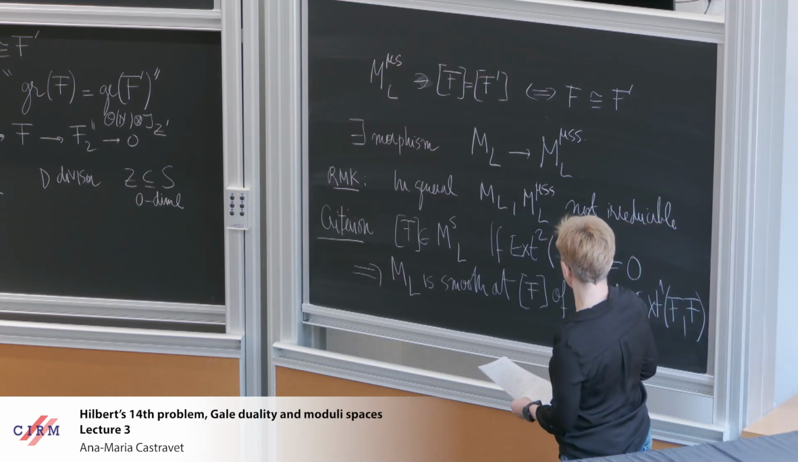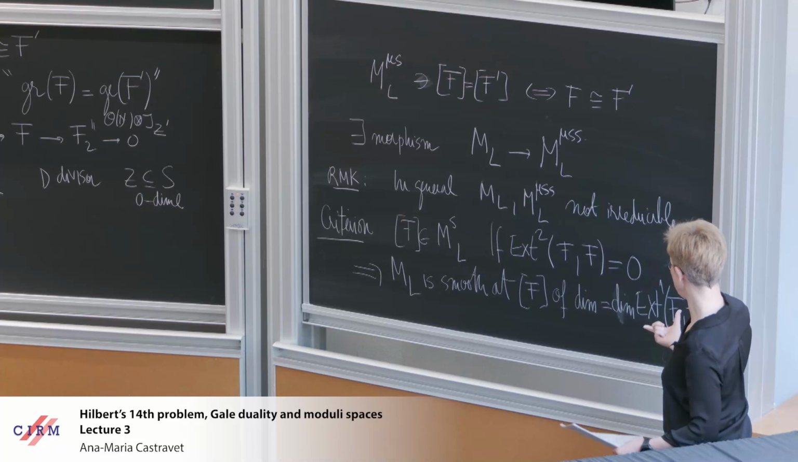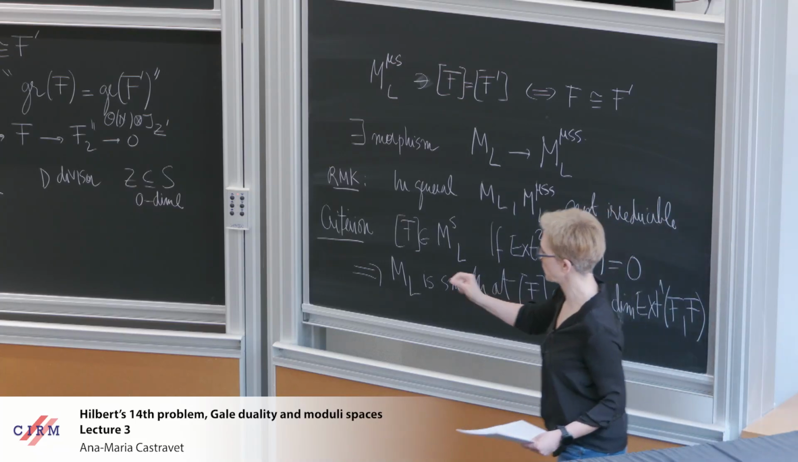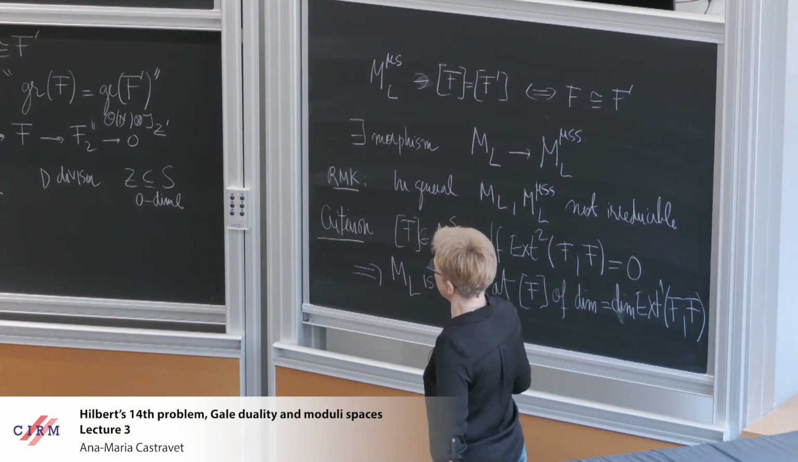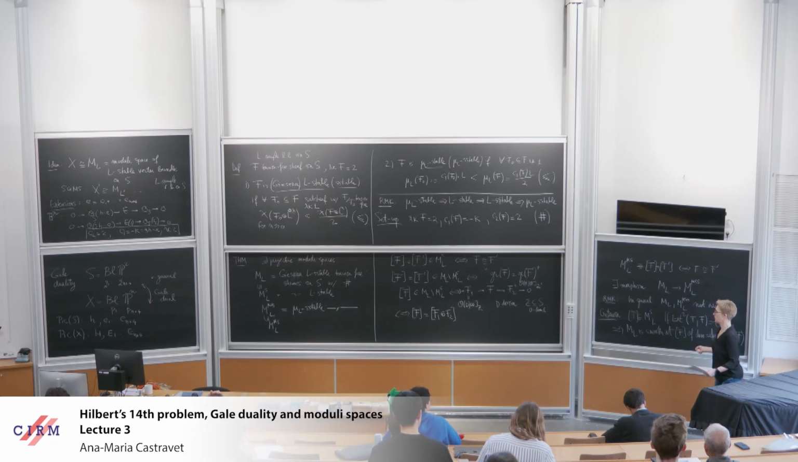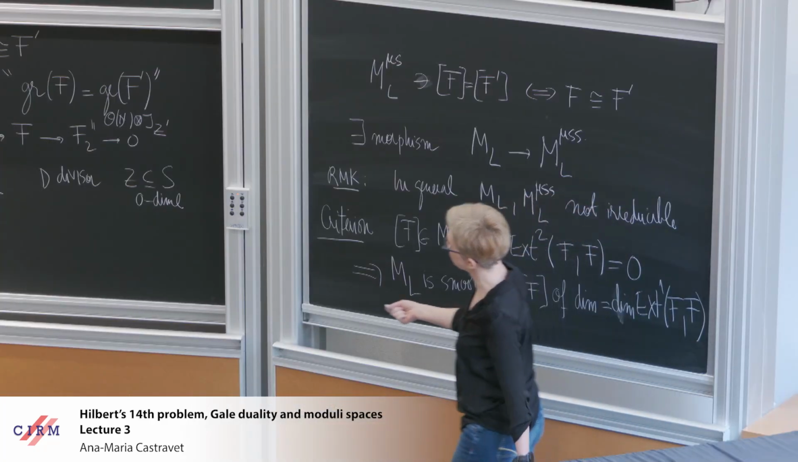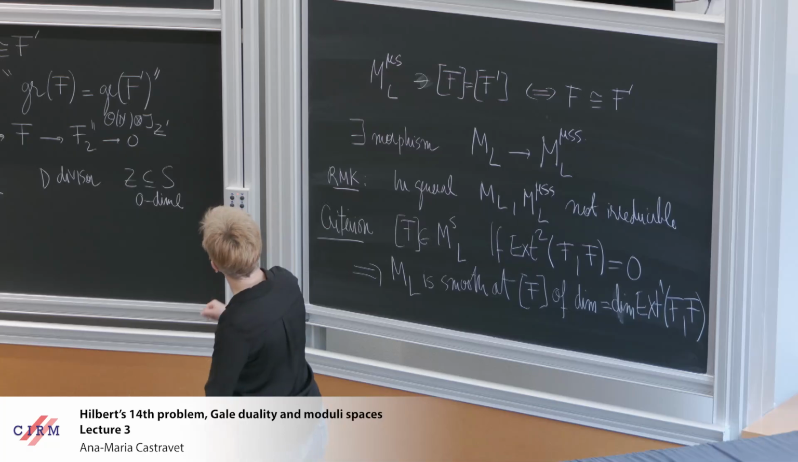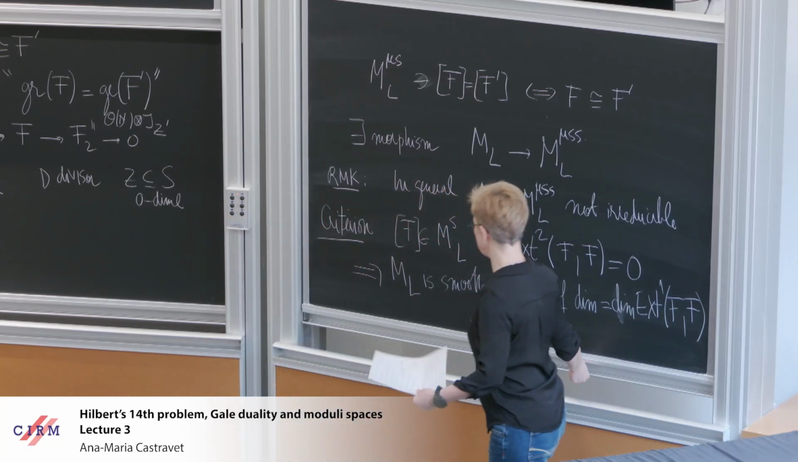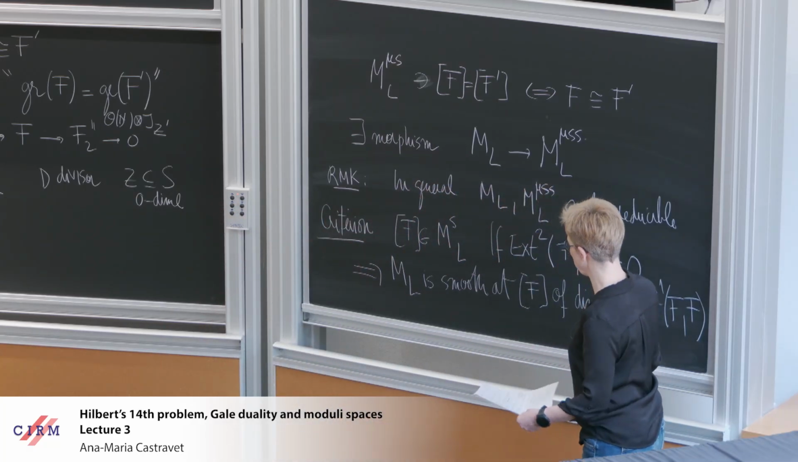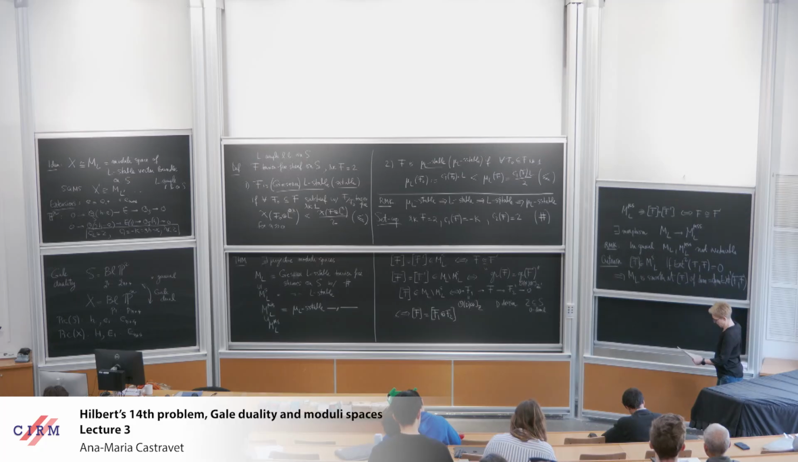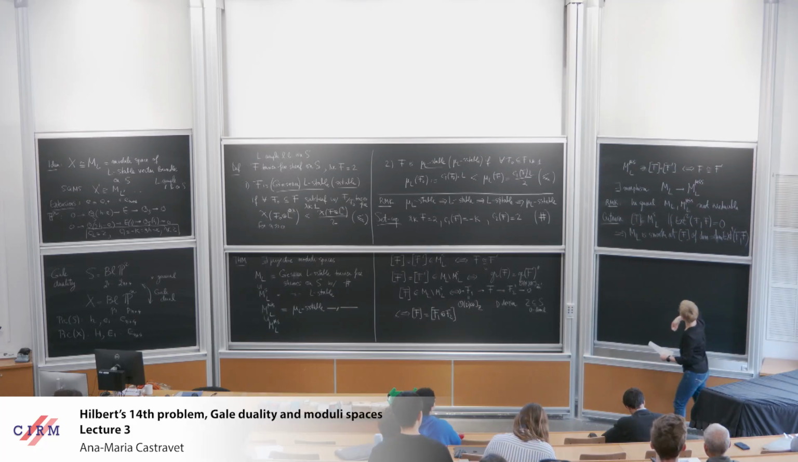Okay. And then I should have said this earlier, that the stability ensures that you have as few as possible automorphisms. So in this case, for stable sheaves, there is only scaling as possible automorphisms.